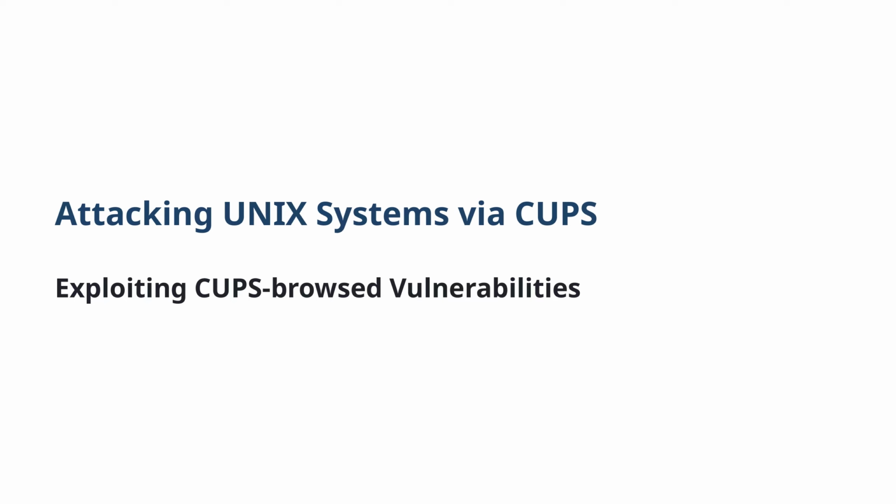In this section, we are focusing on attacking Unix systems via CUPS, the Common Unix Printing System. Specifically, we will be examining the vulnerabilities introduced by cups-browsed. Understanding these vulnerabilities is essential for securing Unix environments.